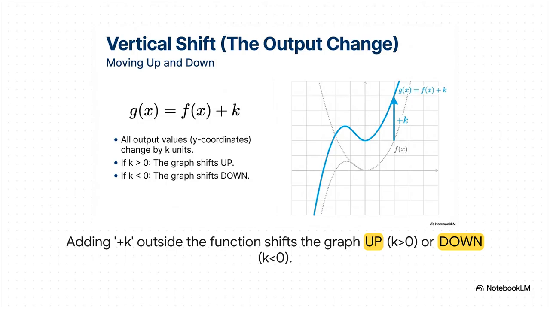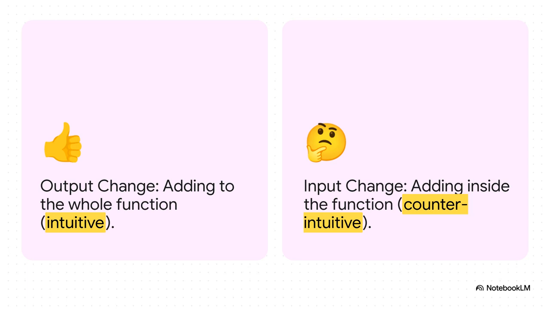When you add or subtract a number on the outside of the function, you're directly changing the final output, the y value. So a positive number moves the graph up. A negative number moves it down. It's really as simple as that. So this is the really crucial distinction we have to make. Vertical shifts change the output, and they just feel intuitive.